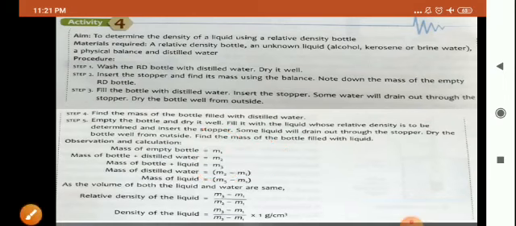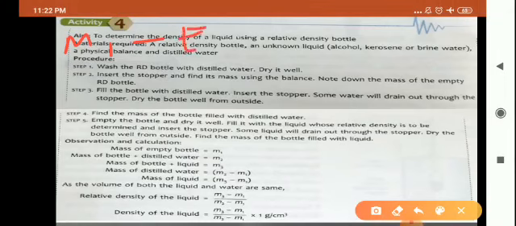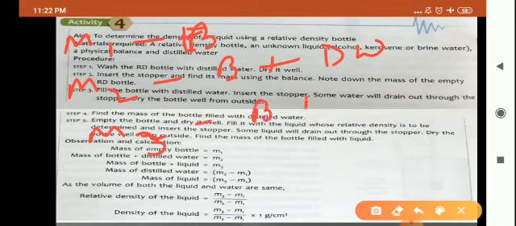Now children, here one line is given: mass of the distilled water is equal to M2 minus M1, and mass of the liquid is equal to M3 minus M1. Children, what was the mass of the empty RD bottle? M1 was the mass of the empty RD bottle, and M2 was the mass of the bottle plus distilled water, and M3 was the mass of the bottle plus the liquid whose relative density you need to determine.